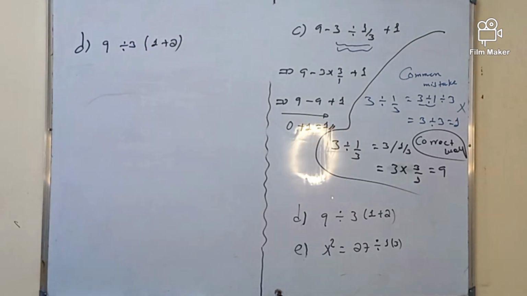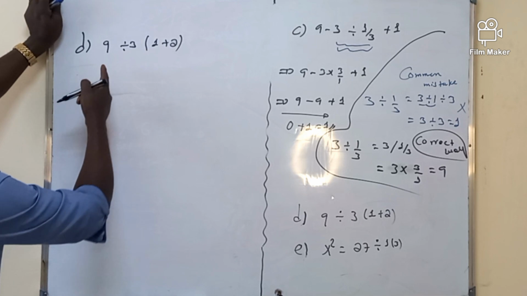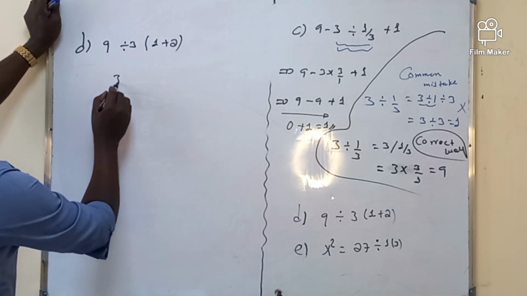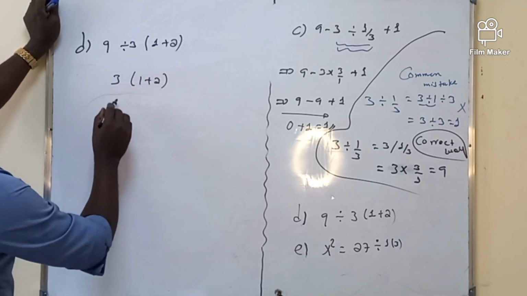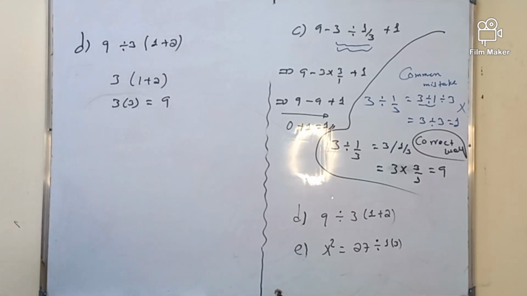How are we going to do this problem? As you know, for example, this can be done this way. 9 divided by 3 will be what? 3 into 1 plus 2, and this is going to be 3 into 3, which is going to be 9.